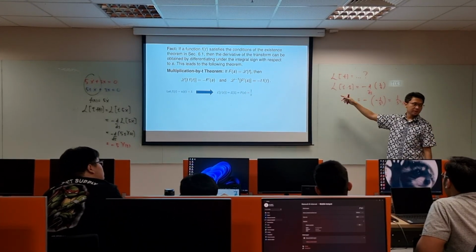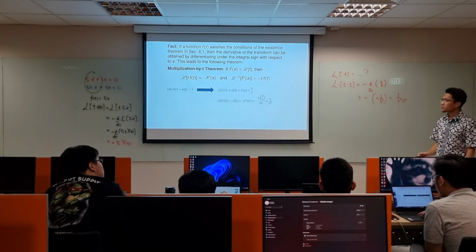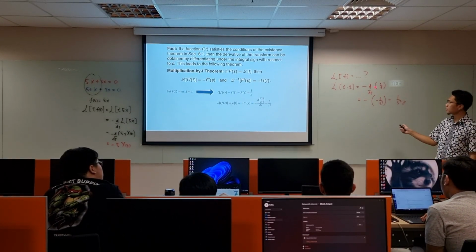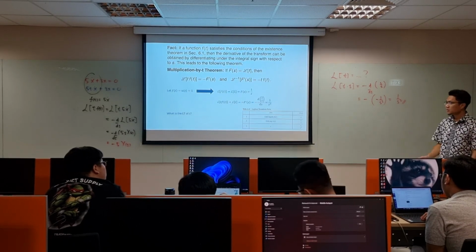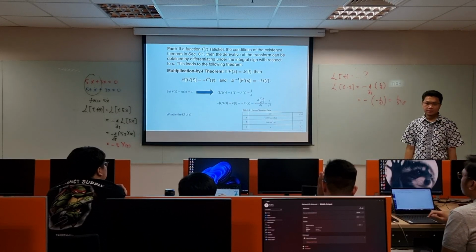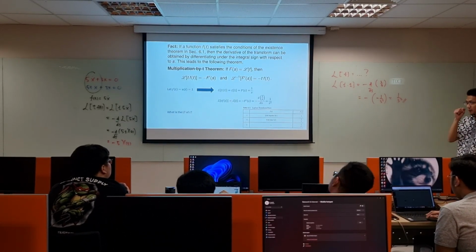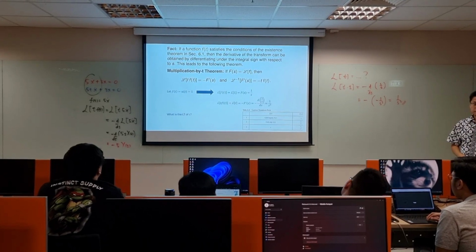You check the Laplace table. This is what I wrote here. Same thing. Check the Laplace table. The Laplace transform of t is 1 over s squared. Any question?